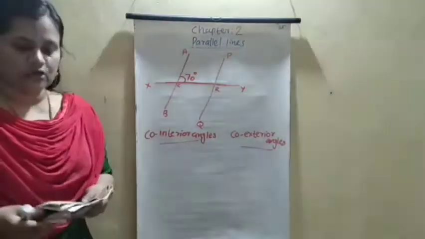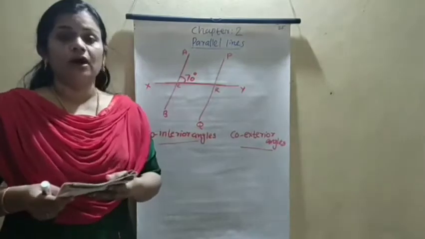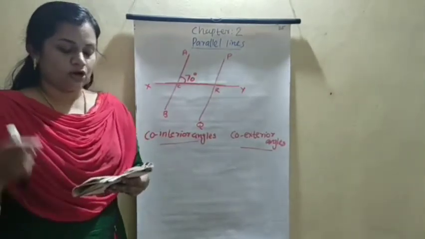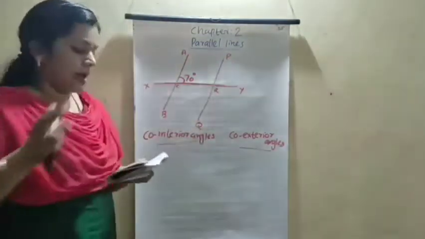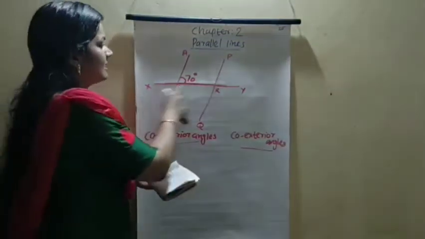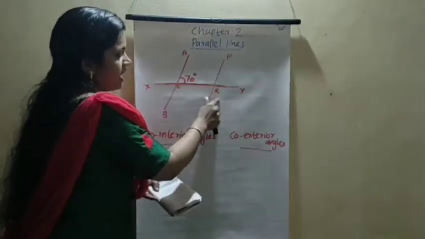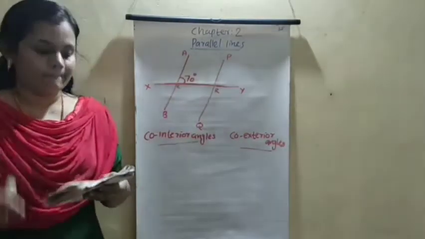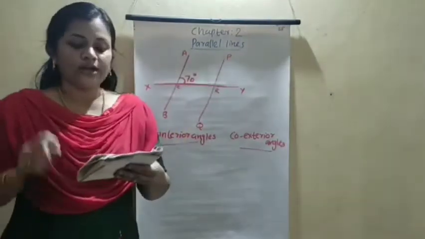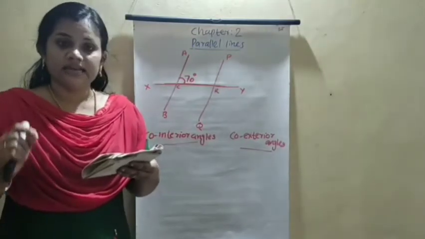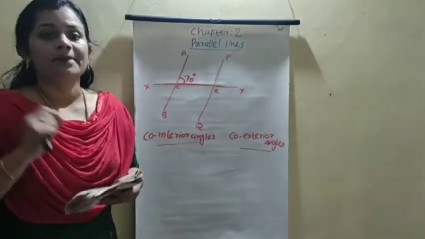Then the next question. I am not writing the question here, no space is given, so I will read the question. In the figure below, the lines AB and PQ are parallel, and line XY cuts them at C and R. Find all the pairs of co-interior and co-exterior angles and write down their names and measurement.